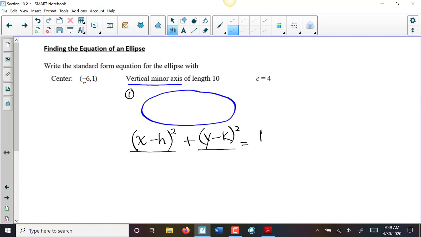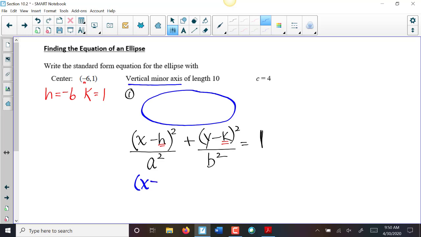So that tells me if the major axis is horizontal, then the a squared, or the larger number, goes below the x. Okay, so all I need to know is h, k, a and b, and I can write the standard form equation of any ellipse. I'm given the center, which means I know that h is -6 and k is 1. So I've got those two covered, and we can fill those in as we go.